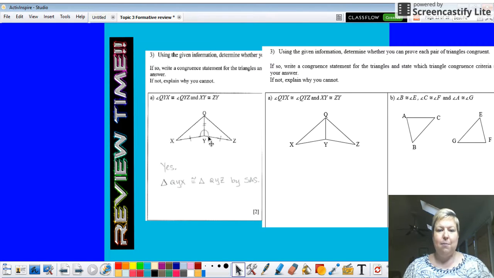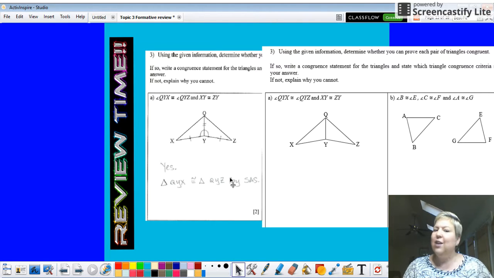The second step, think about what else, based on the picture, not what you think, don't let your eyeballs fool you, but based on that picture, what else do you know? Well, you should already be thinking that QY is congruent to QY. That's the reflexive property. That's when it's congruent to itself. So again, I went ahead and I marked that.